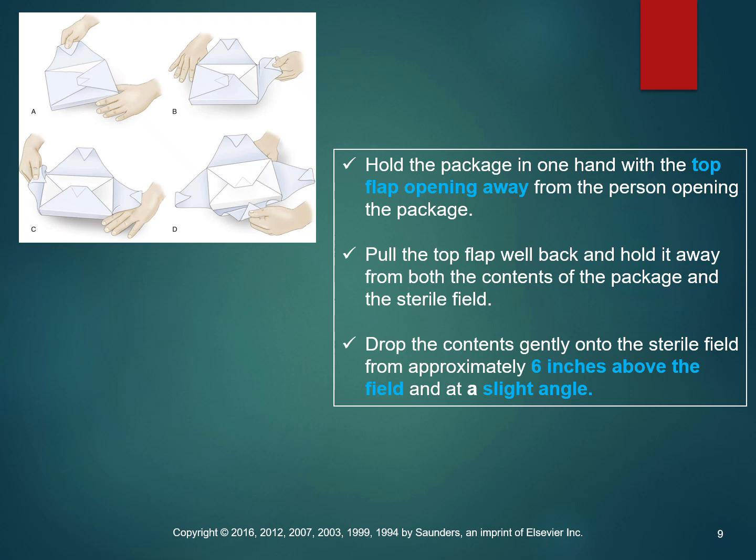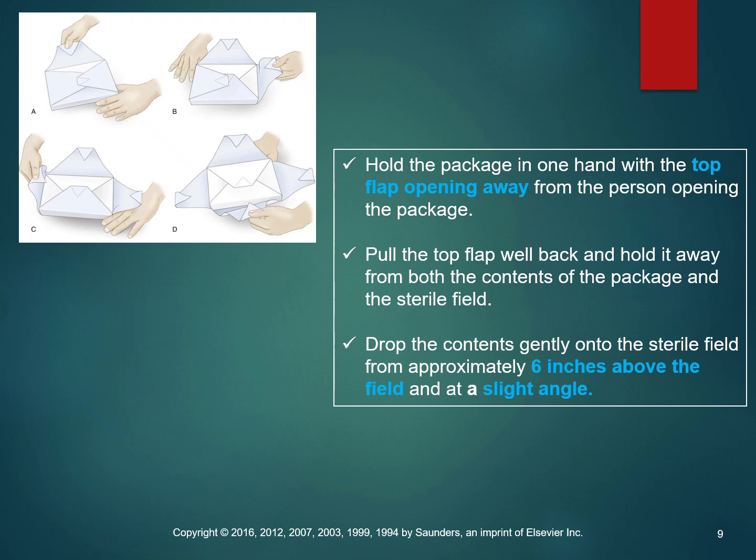Let's talk about how you open a sterile pack. So you would hold the package in one hand with the top flap opening away from the person opening the package. So your first flap is away from you. Then you would pull the top flap well back and hold it away from both the contents of the package and the sterile field. And then once it's all open, you would drop the contents gently onto the sterile field from approximately 6 inches above the field and at a slight angle.